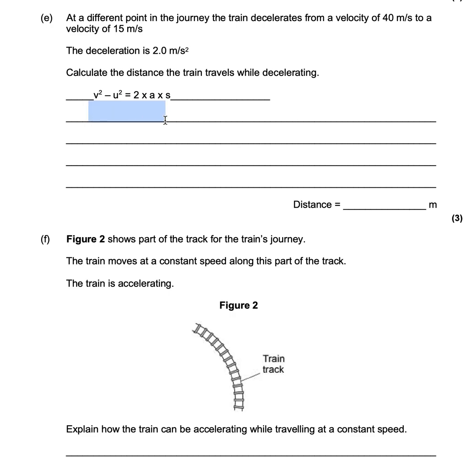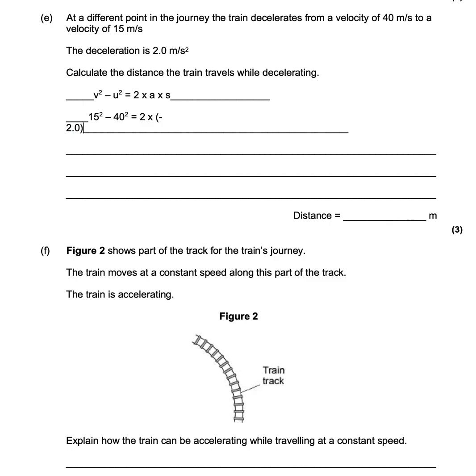So v squared is final speed, so that in this case is 15 squared. Take away u squared is initial speed or start speed squared, so that's 40 squared equals 2 times acceleration is 2 metres per second squared, but it's decelerating, so that's minus 2.0 times s, which is the distance we're trying to find.